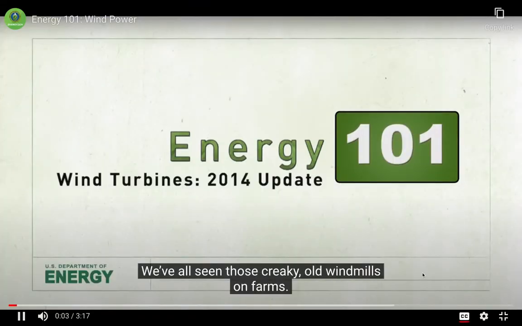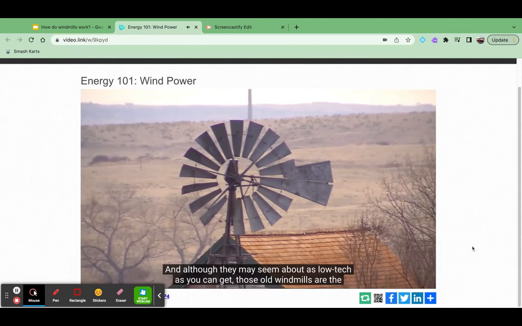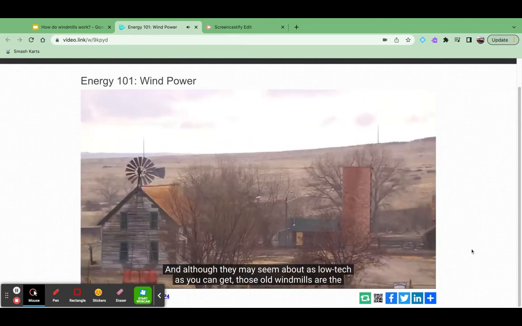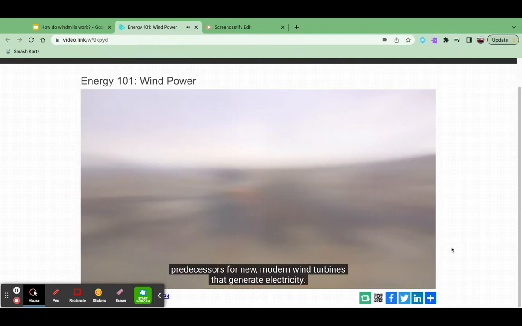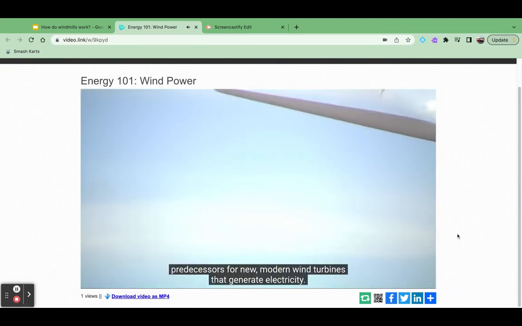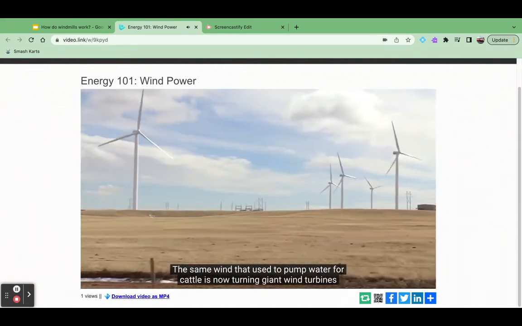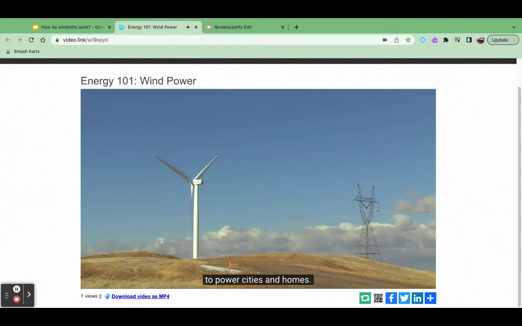We've all seen those creaky old windmills on farms, and although they may seem about as low tech as you can get, those old windmills are the predecessors for new modern wind turbines that generate electricity. The same wind that used to pump water for cattle is now turning giant wind turbines to power cities and homes.